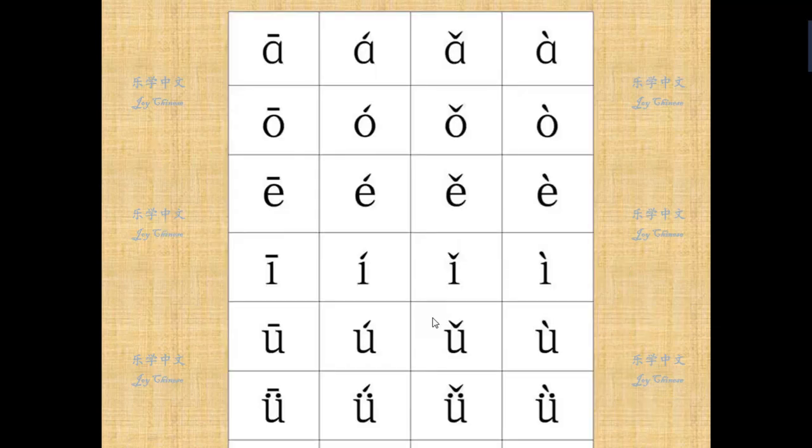So it's very important that you get an idea about how these vowels are pronounced, and later you will know how the compound finals are pronounced. Here I will show you each of these vowels and how they are pronounced. For the first one, ā, á, ǎ, à. The second one, ō, ó, ǒ, ò.